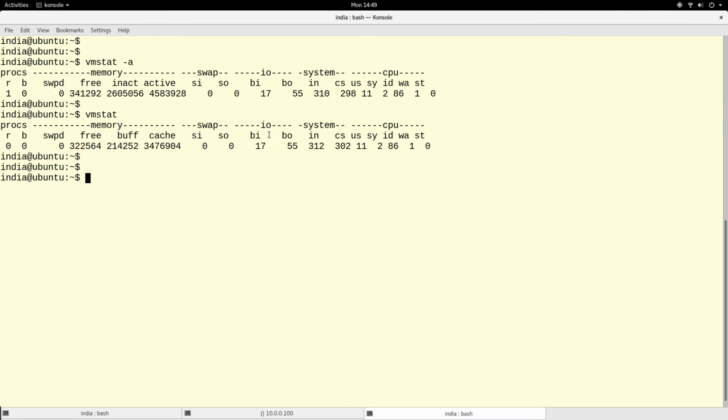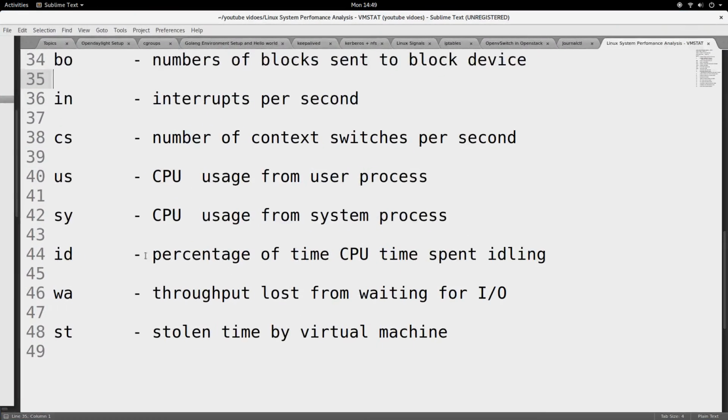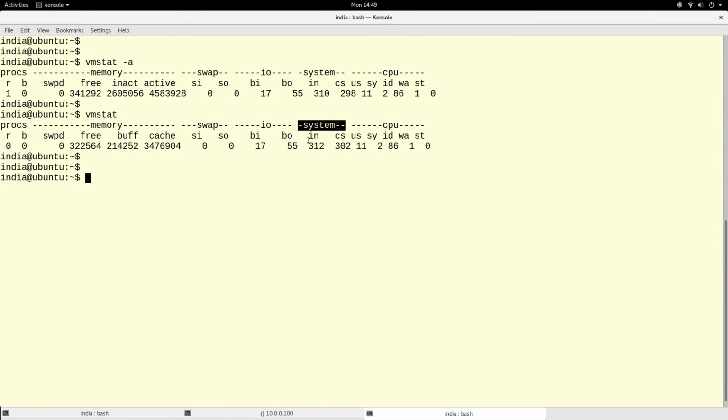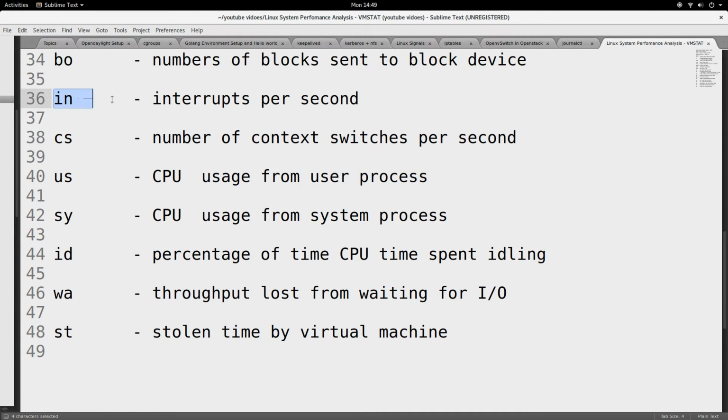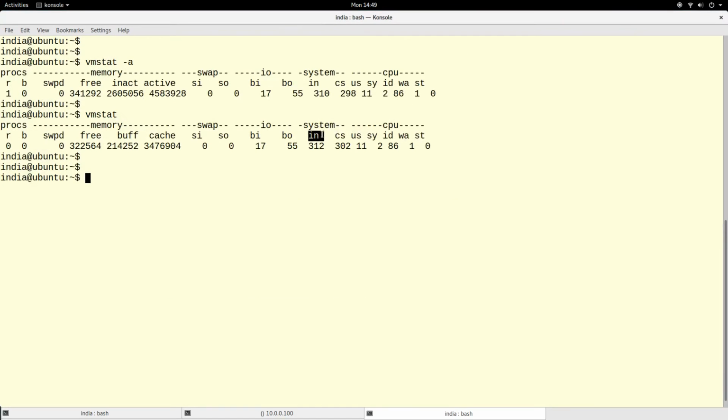You might see a large number under the block in, block out. So the next segment is the system. Under the system, you have something like IN. What does IN mean? IN stands for interrupts, that is the number of interrupts per second. If you have a high number of interrupts, that might point to maybe some hardware interrupts, maybe some other forms of interrupts.